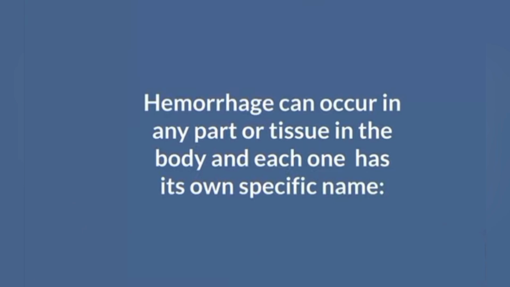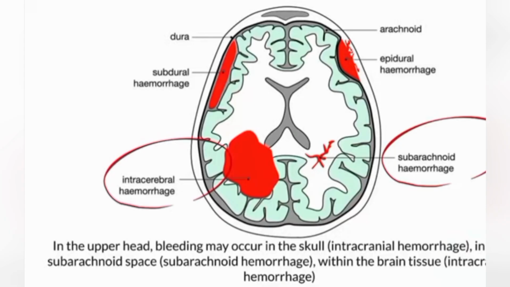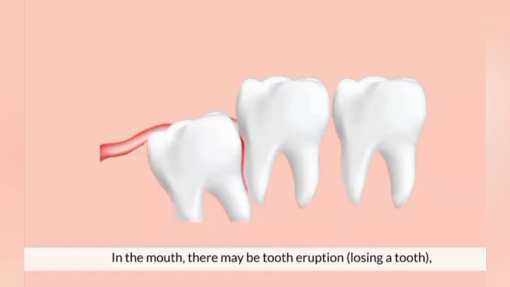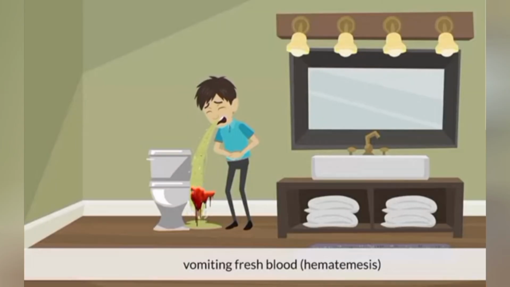Hemorrhage can occur in any part or tissue in the body, and each one has its own specific name. In the upper head, bleeding may occur in the skull or intracranial hemorrhage, in the subarachnoid space or subarachnoid hemorrhage, or within the brain tissues or intracerebral hemorrhage. In the nose, we have a nosebleed, also called epistaxis. In the mouth, there may be tooth eruption, losing a tooth, or vomiting fresh blood, or hematemesis.